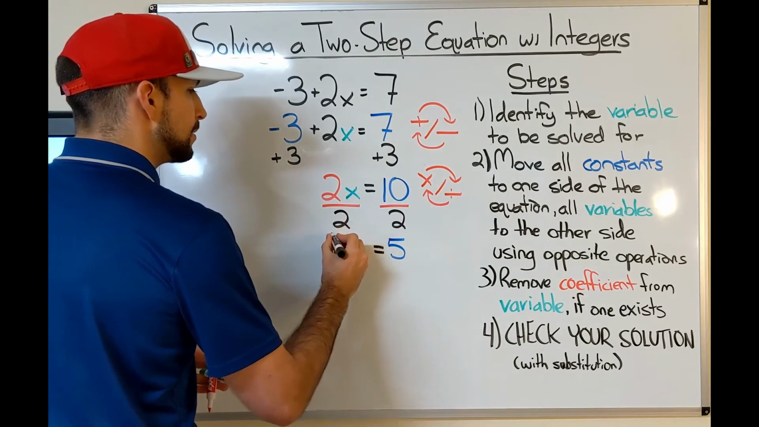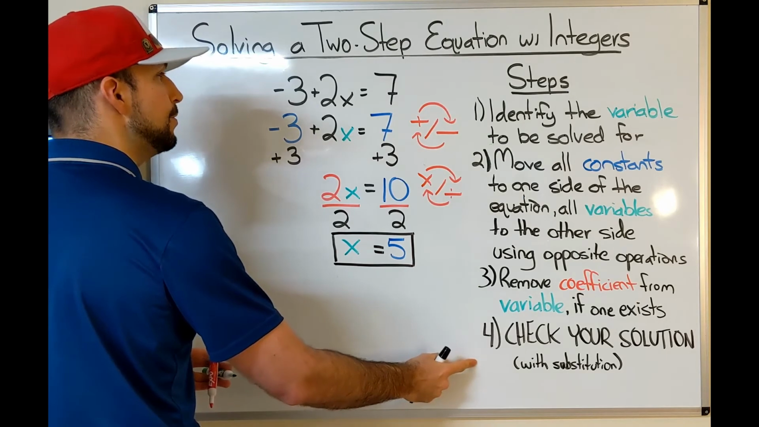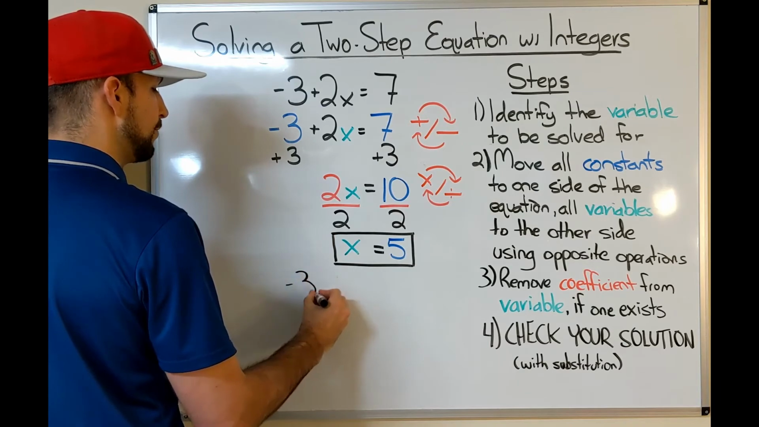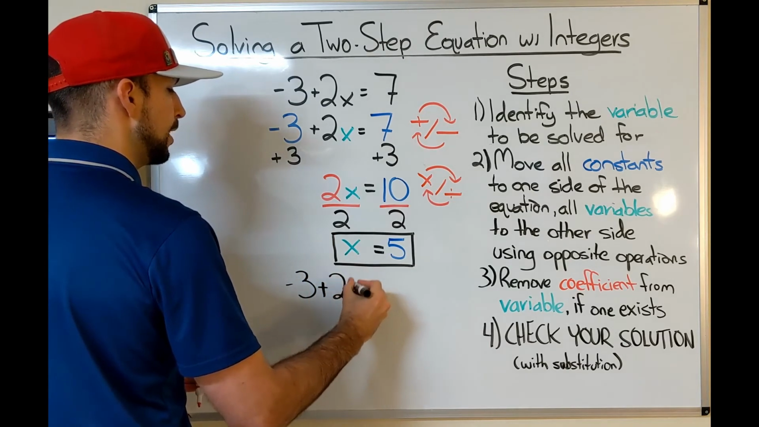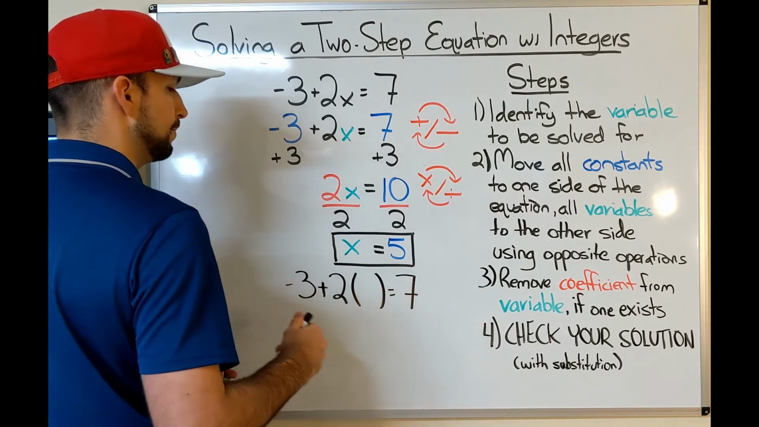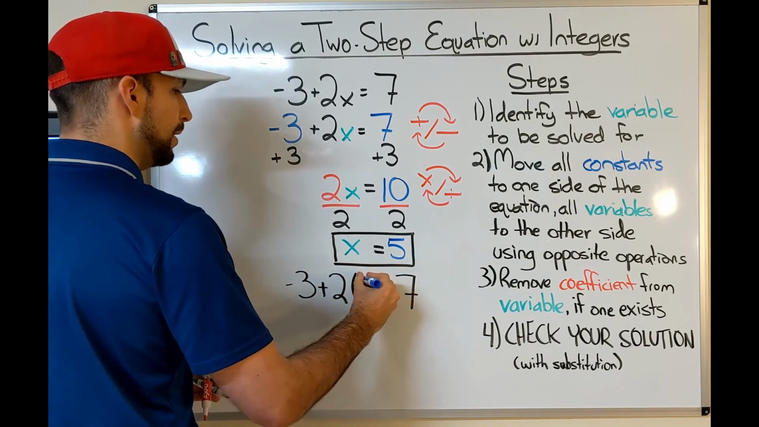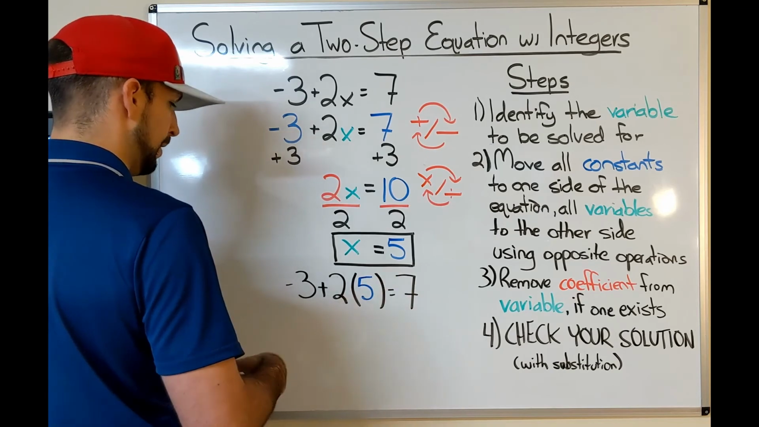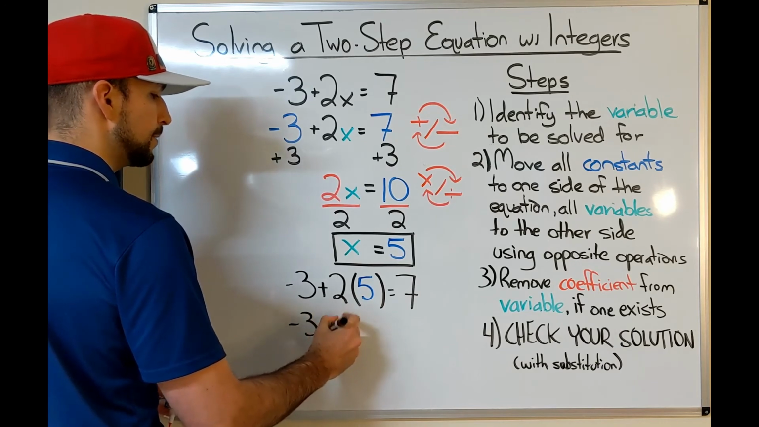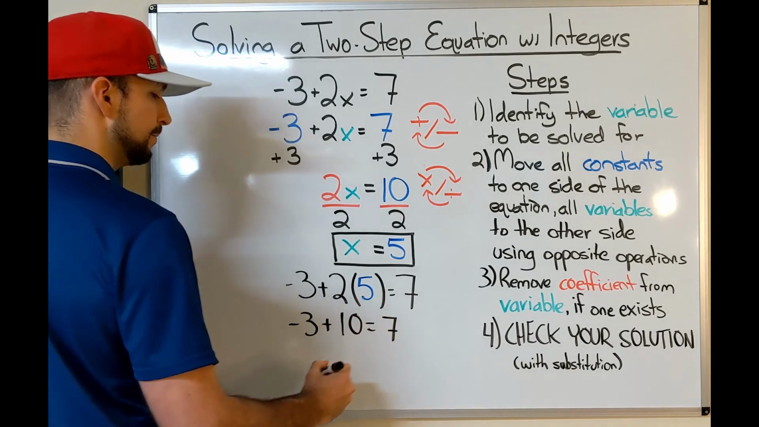Now, let's confirm that this solution is correct. Let's check our solution by substituting it back into our original equation. Write up my original equation, -3 plus 2 times the value of x should be equal to 7. So let's substitute our value of x, where we saw x before, x equal to 5. Let's check. -3 plus 2 times 5 is 10. Is that equal to 7?